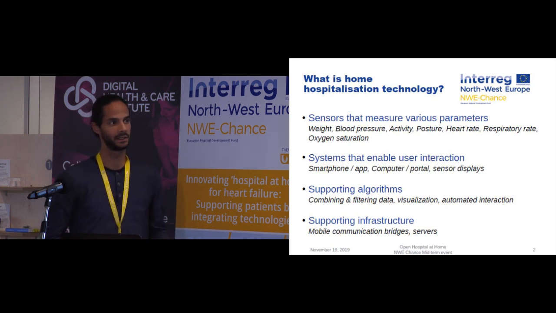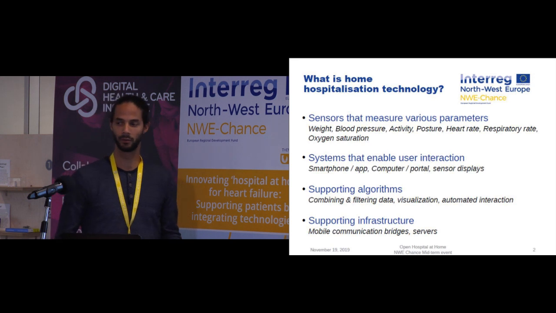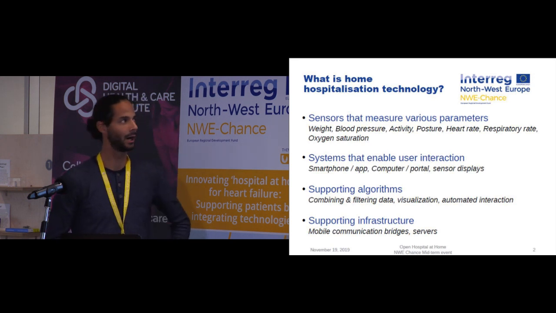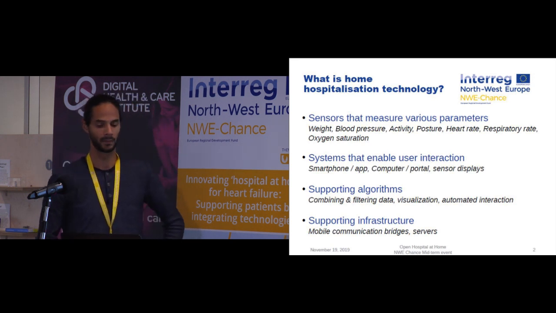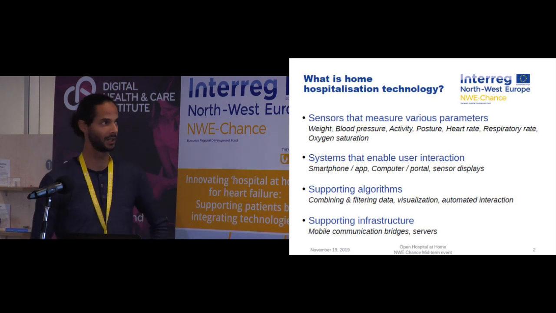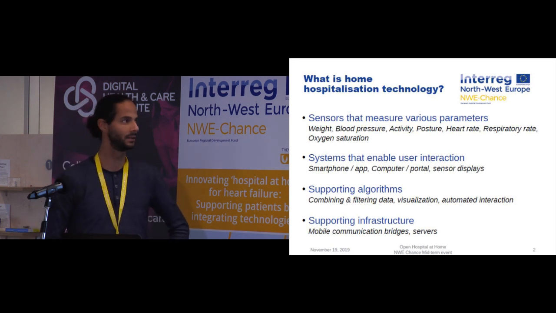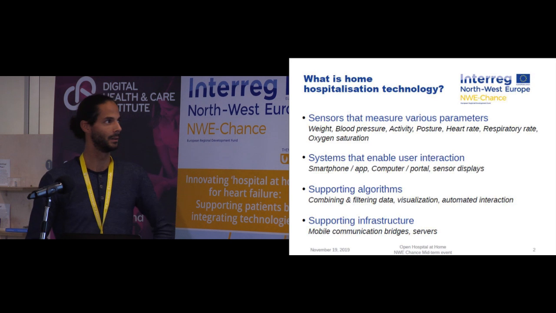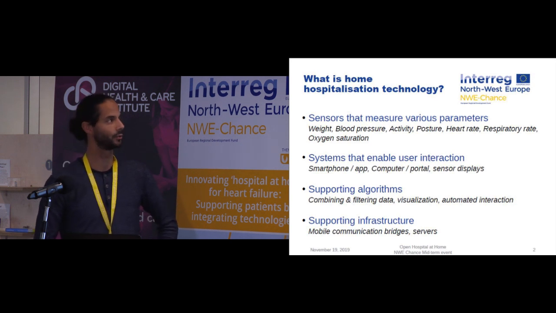So this means that you have to support remote decision making. So how are you going to do that? One key element is to have sensors that can be your eyes and your ears and that provide objective measurements that the patient can operate him or herself. In NWE Chance, we measure about 7 different parameters.